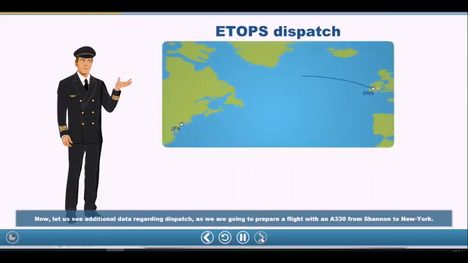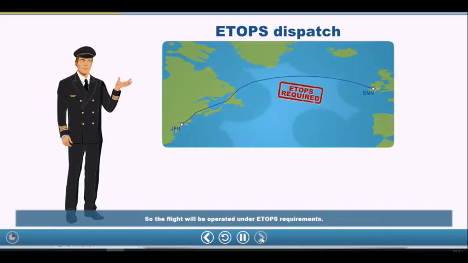Now, let us see additional data regarding dispatch, as we are going to prepare a flight with an A330 from Shannon to New York. On the chart, we see that the expected route is beyond 60 minutes from a suitable airport. So, the flight will be operated under ETOPS requirements.